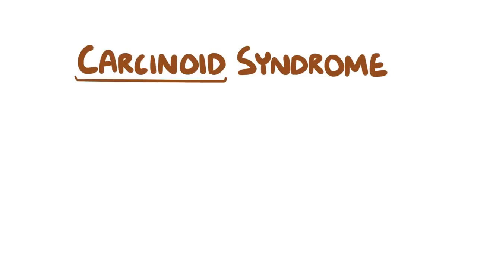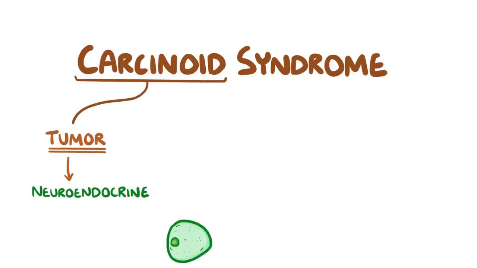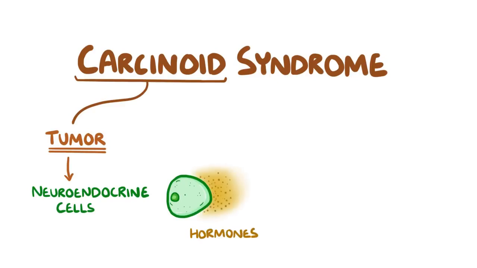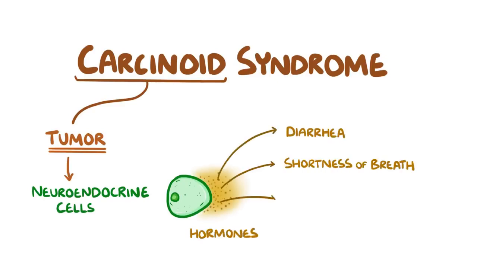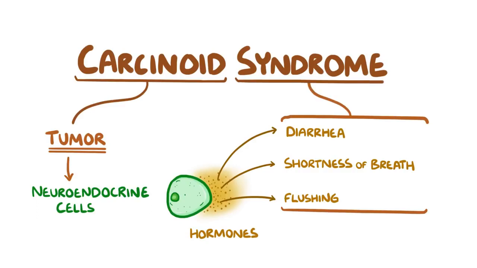Carcinoid refers to a specific type of tumour, a carcinoid tumour, which causes neuroendocrine cells to secrete hormones, and this leads to all sorts of symptoms, like diarrhoea, shortness of breath, and flushing. So when these symptoms develop as a result of a carcinoid tumour, it's called carcinoid syndrome.